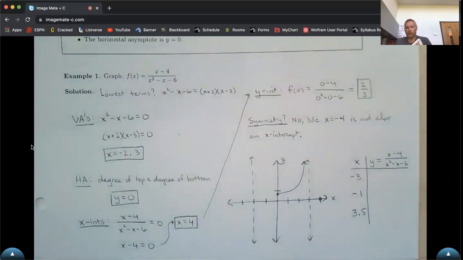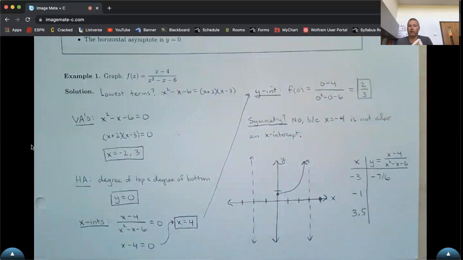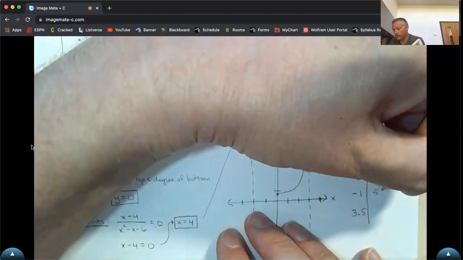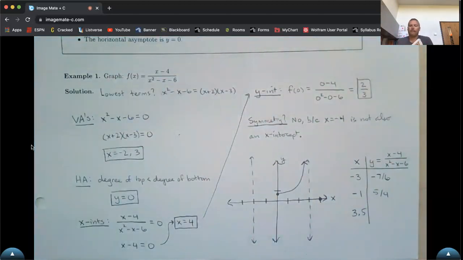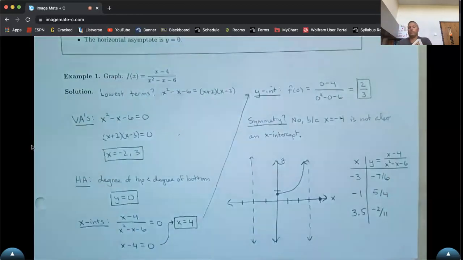If I put these in my calculator, I get negative 7/6 when I plug in negative 3. If I plug in negative 1, that gives me 5/4. And if I plug in 3.5, it gives me negative 2/11. You might get some decimal in your calculator instead of negative 7/6 or negative 2/11. That's perfectly fine. Really, I'm not interested in the exact y's as much as where they are with respect to this horizontal asymptote. Two of them are below 0, one of them is above. That's what I really care about.